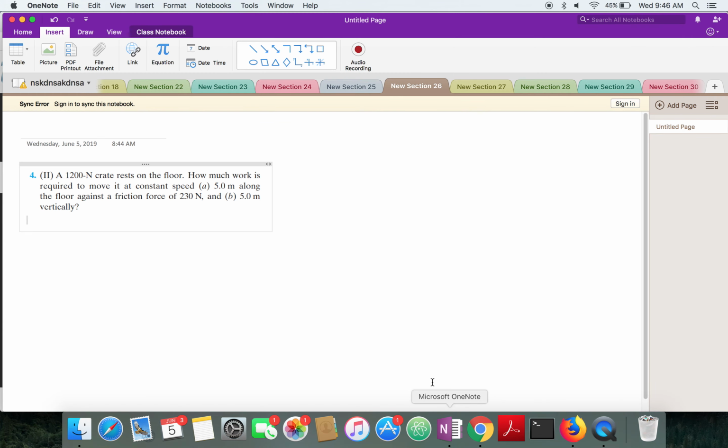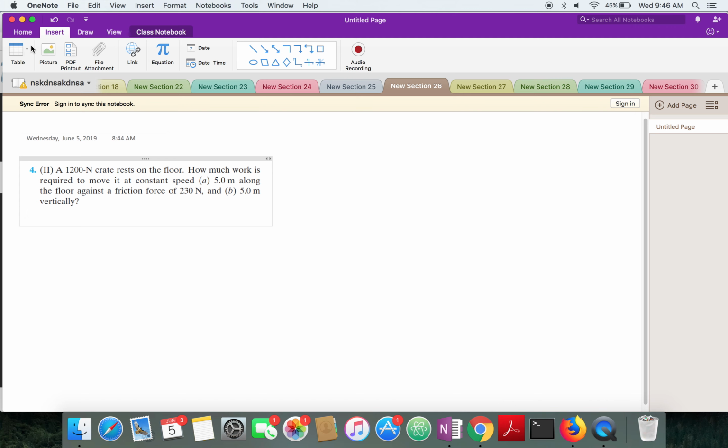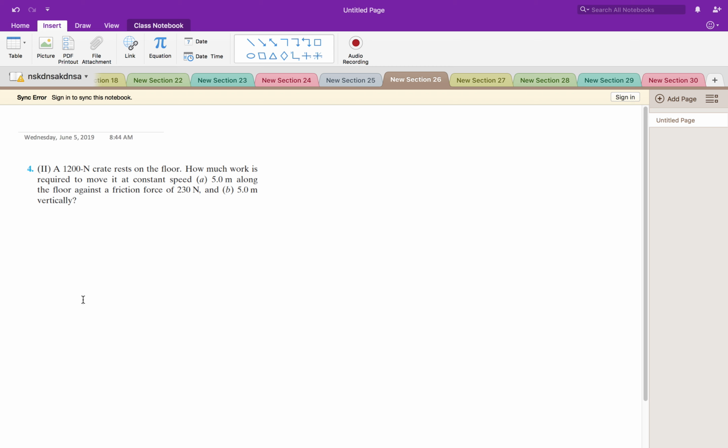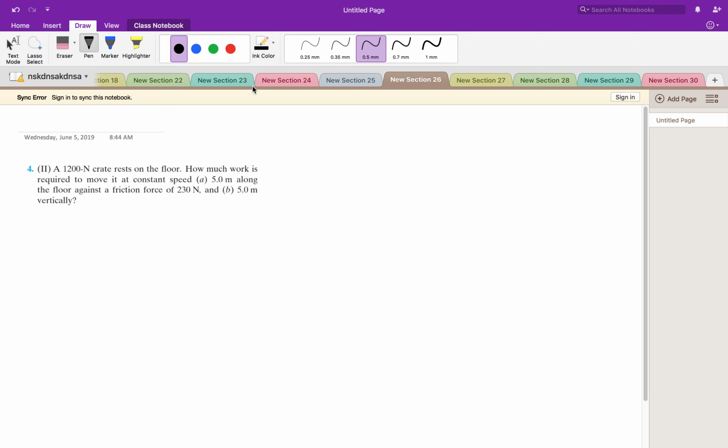So let's jump right into it. The first one is chapter 6, number 4 from the book. It tells you that there's a 1200 Newton crate resting on the floor, and they want to know how much work is required to move it at a constant speed 5 meters along the floor against a frictional force of 230 newtons, and then 5 meters vertically. So let's do part A first.